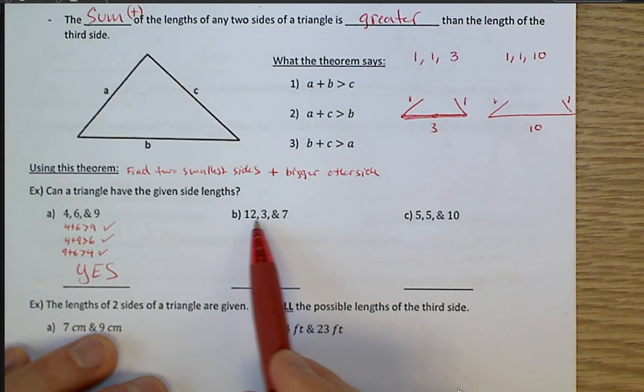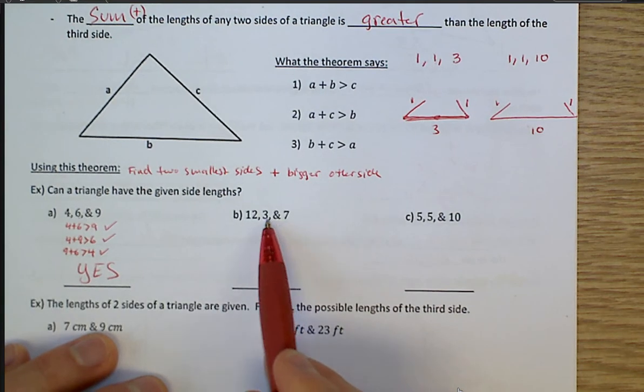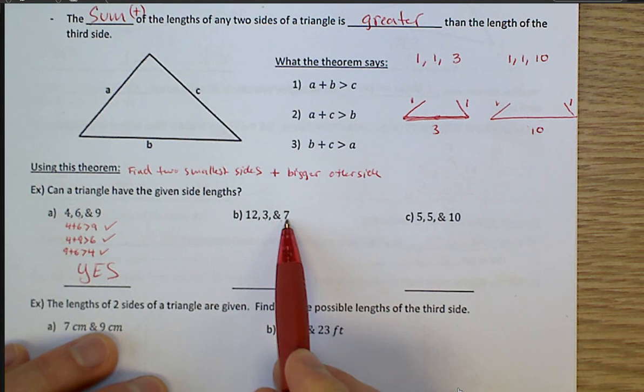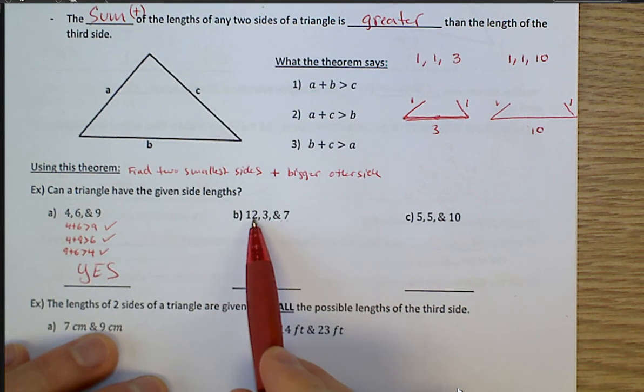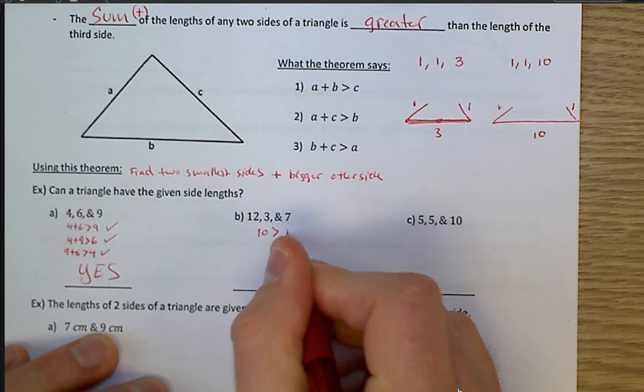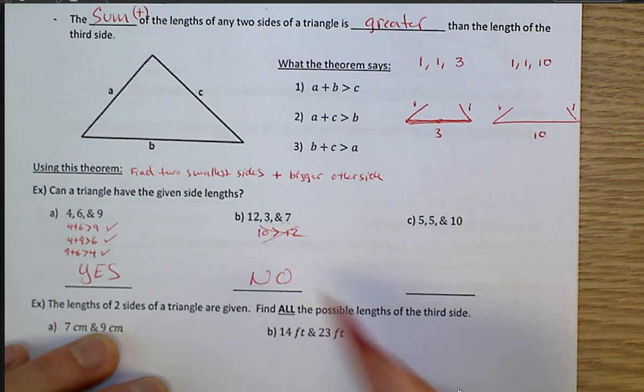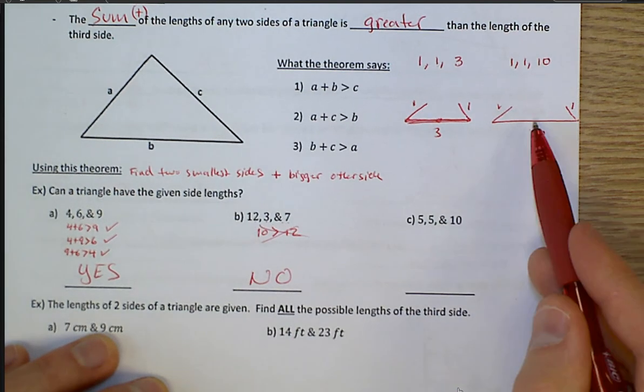Look at this one. What are your two smallest sides? 3 and 7. Is 3 plus 7 bigger than 12? 3 plus 7 is 10. Is 10 bigger than 12? Of course not. So you would say, no, that doesn't work. Just like this situation right here.